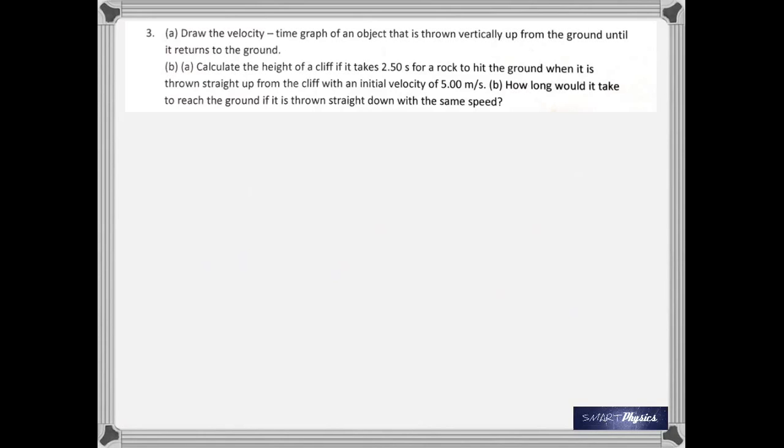And on reaching the exact same point from where you threw it, it's going to have exactly the same velocity in magnitude, but in the opposite direction. So if you threw it at positive 20 meters per second, when it returns to the same point, it's going to have a velocity of negative 20 meters per second. So keeping all that in mind, this is the diagram that you get.